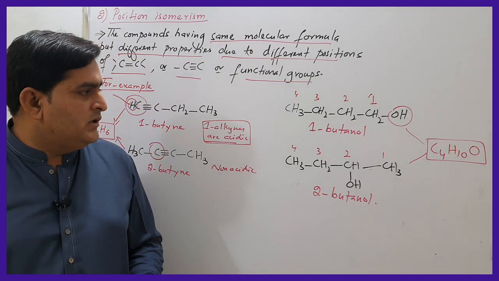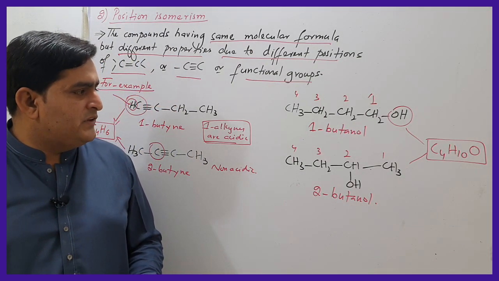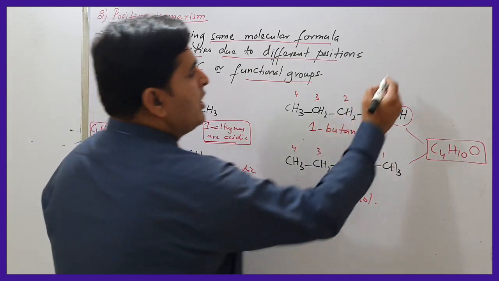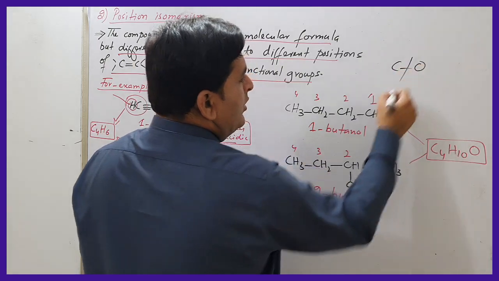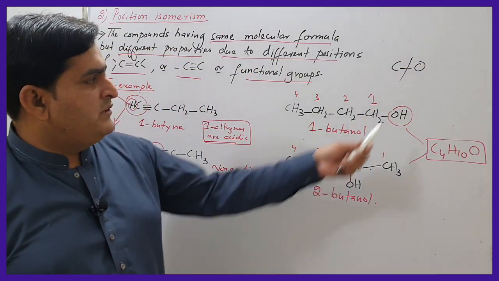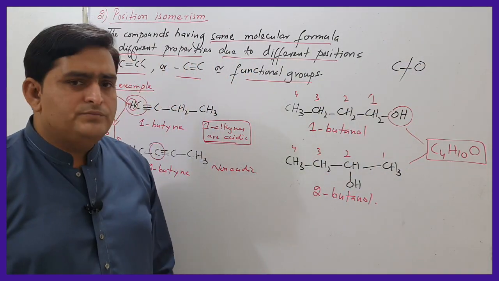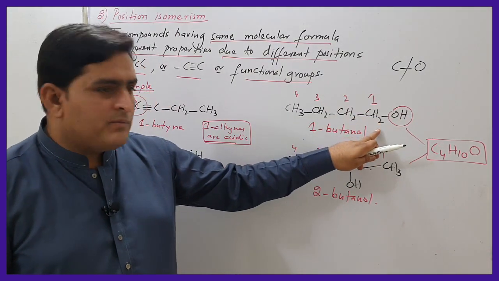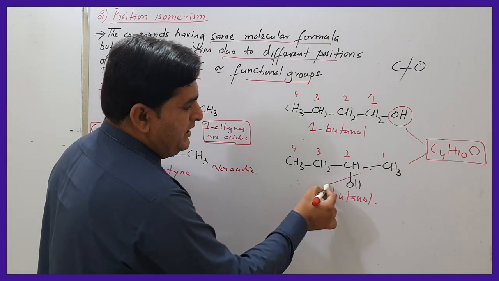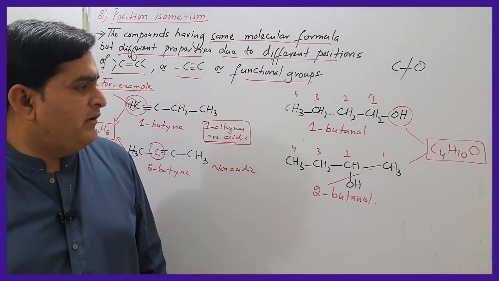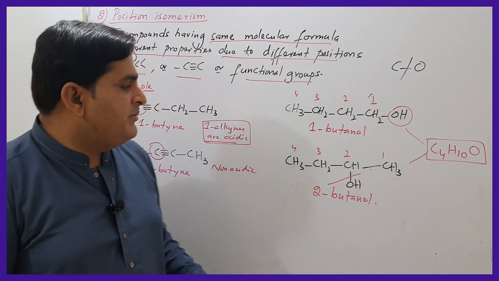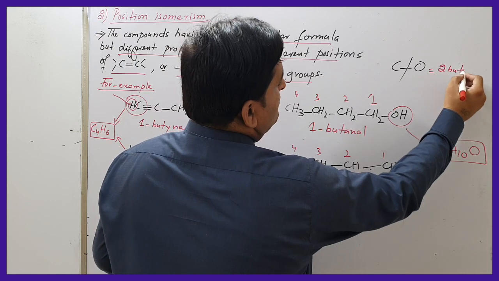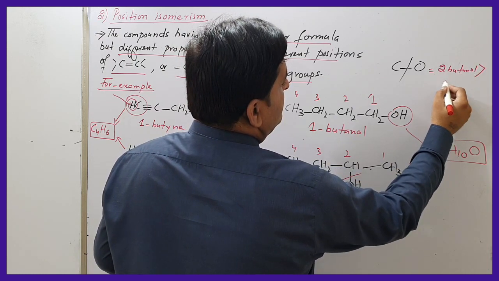What are the differences in their properties? This is a primary alcohol. When the carbon-oxygen bond is cleaved, when this bond undergoes fission or breaks, it will produce a primary carbonium. When this bond breaks from here, it will produce a secondary carbonium. So if the carbon-oxygen bond breaks, 2-butanol is more reactive than 1-butanol.